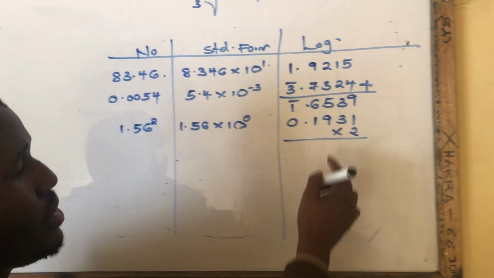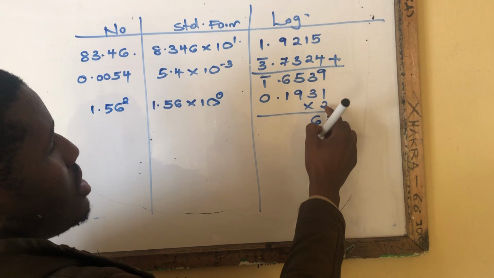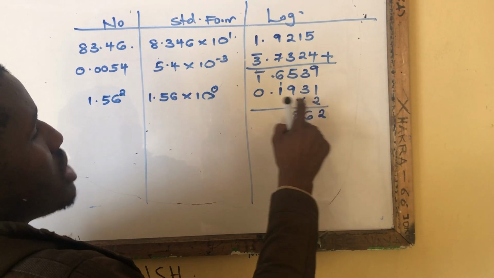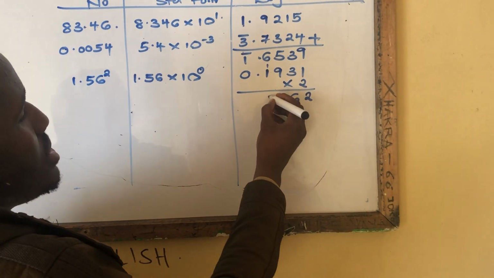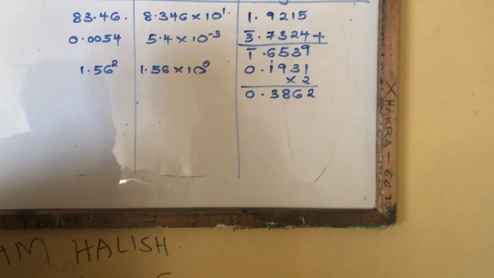So what do we have? 2 times 1 will be 2. 2 times 3 will give us 6. 2 times 9 will give us 18. We carry 1. 2 times 1 will give us 2, plus the 1 we carried should give us a 3. Then 2 times 0 will give us 0.